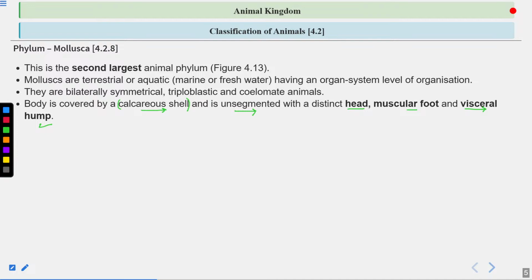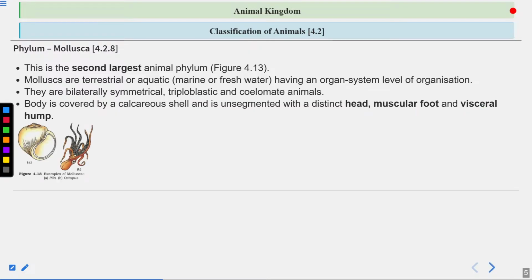They have this head, muscular foot, and visceral hump. With the help of the muscular foot, the snail can walk. Clear? And the visceral hump I have already explained: it is a soft spongy layer of tissues covering the internal organs. So these are examples you can see of the mollusk. First one is the apple snail. Then you can see this is octopus. This is also a mollusk. Clear?